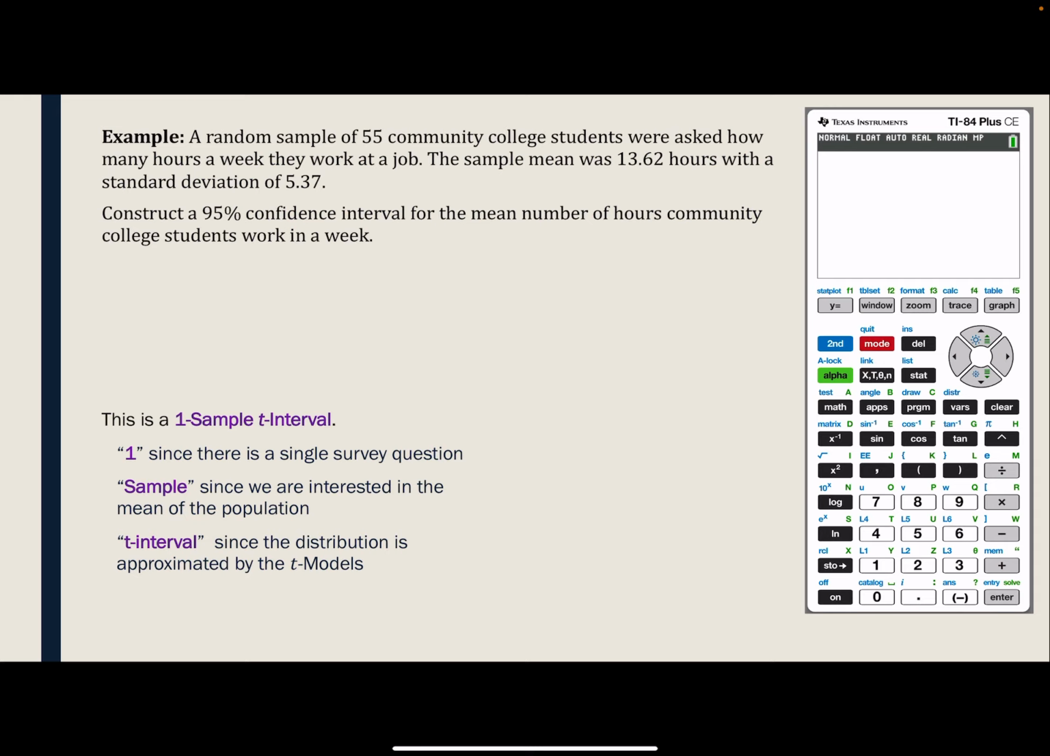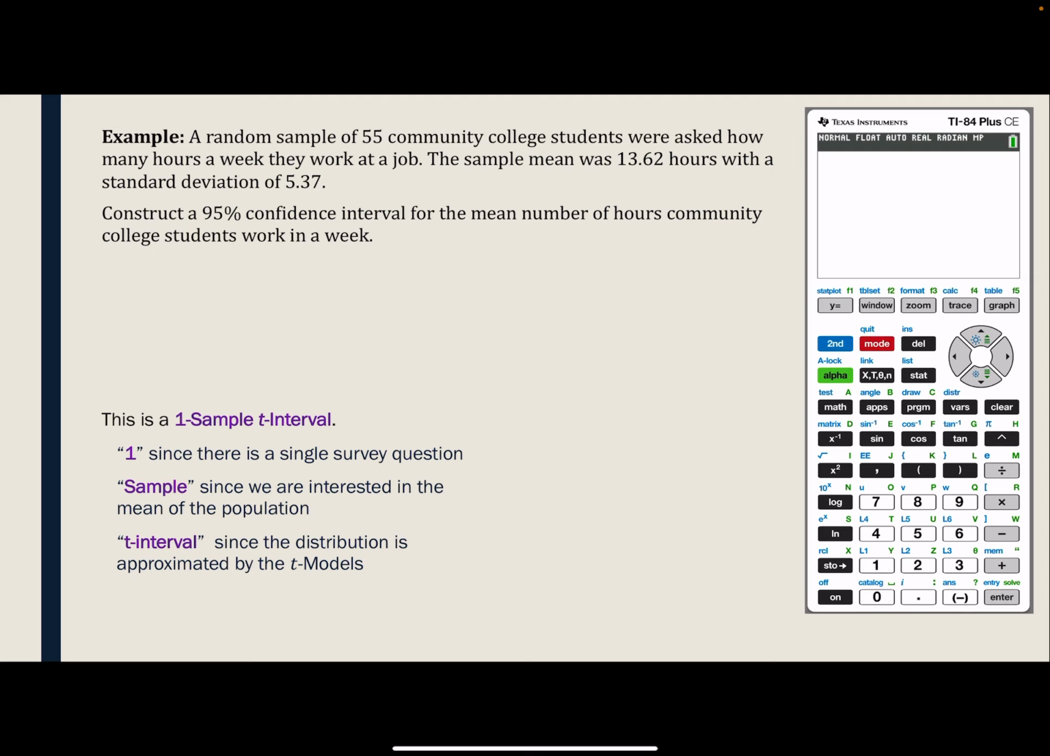So here we have a random sample of 55 community college students who were asked how many hours a week they work at a job. The sample mean was 13.62 hours with a standard deviation of 5.37. Construct a 95% confidence interval for the mean number of hours community college students work in a week.